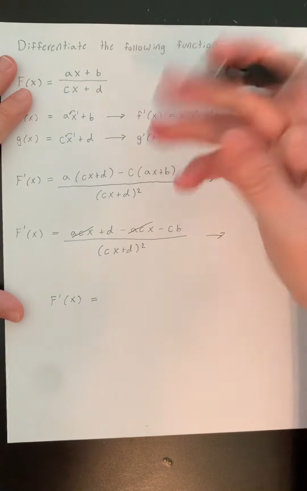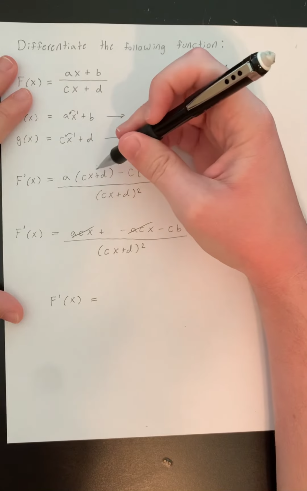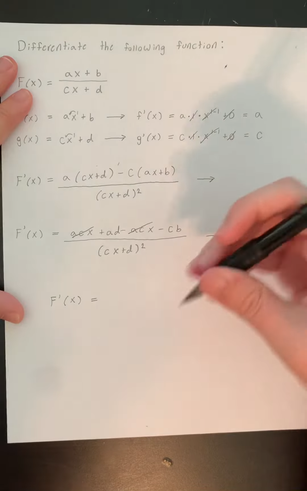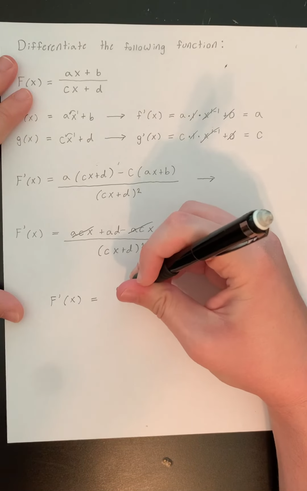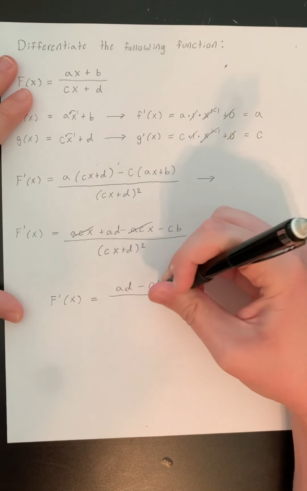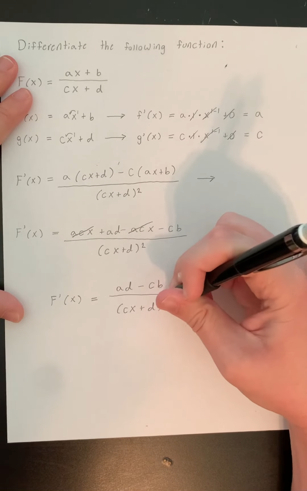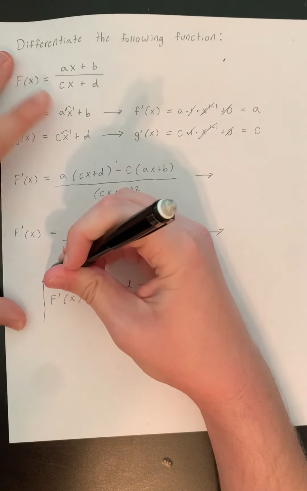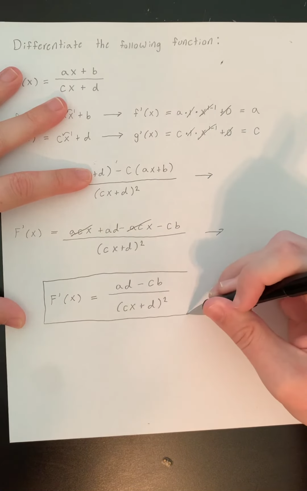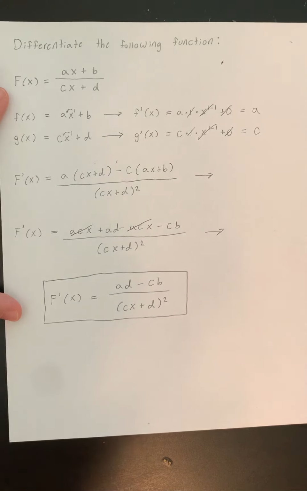Oh, whoops, I just noticed a mistake up here. I forgot to distribute this a to the d, I just wrote d, so this should be ad. I apologize for that. Our final answer will be ad minus cb all over cx plus d squared. So that is an introduction to the quotient rule that we use for differentiation. Please let me know if you have any additional questions. And yeah, thank you for watching.